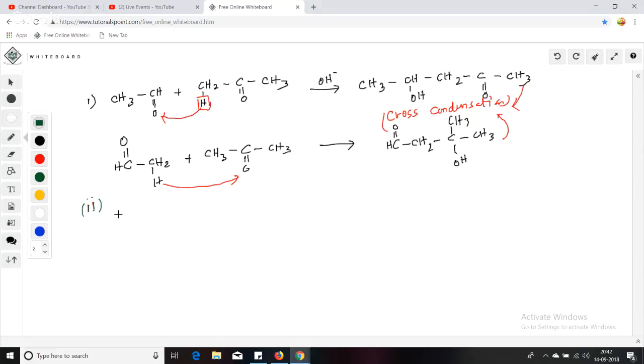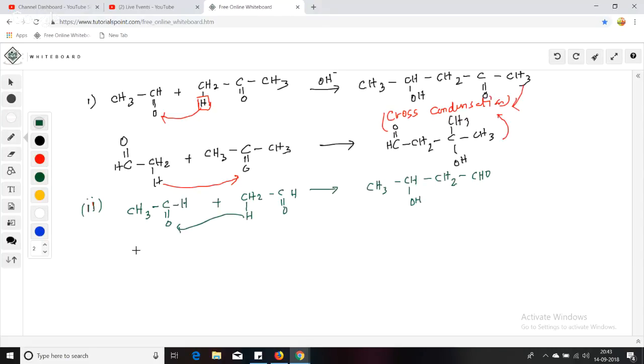Suppose we have two aldehydes only, that is CH3C=OH plus CH2HC=OH. This hydrogen comes onto this oxygen, and we get CH3CHOH and then CH2CH.